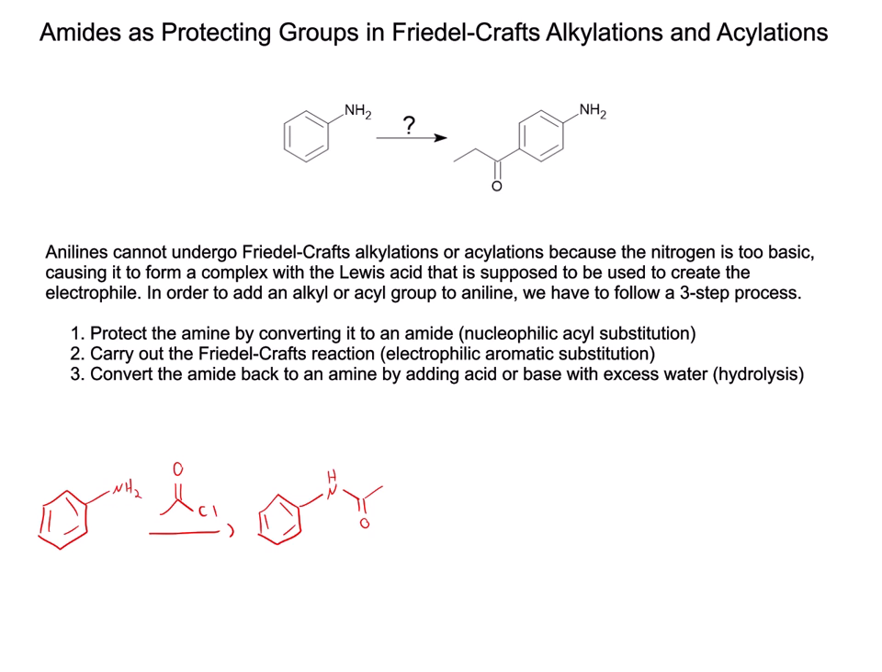The benefit of an amide for this reaction is that the nitrogen has a lone pair that can do resonance with the oxygen on the amide. This is going to delocalize that lone pair, making the nitrogen far less basic than it was as an amine. Since it's no longer nearly as basic, it will not form a complex with the AlCl3 in the subsequent Friedel-Crafts reaction that we're going to do. This will allow the electrophile that we need to create for the EAS reaction to be formed as usual.